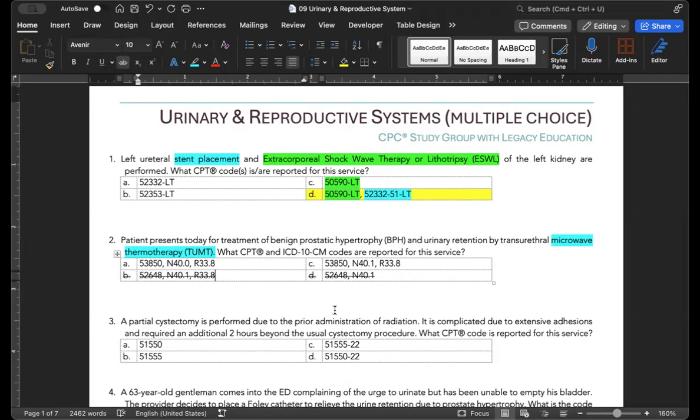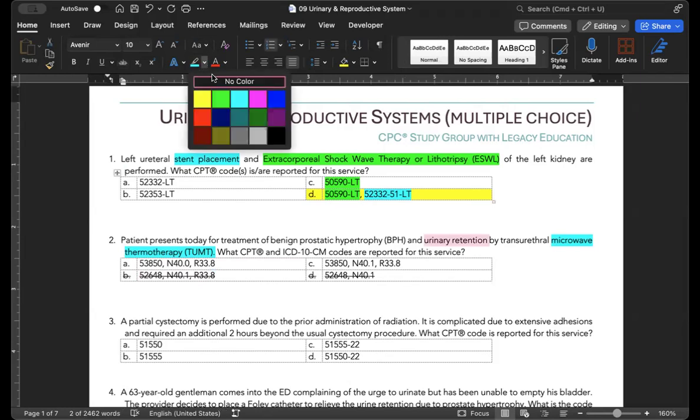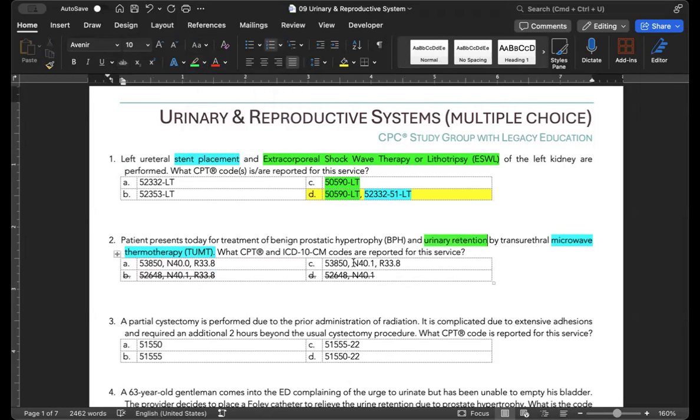Okay. What's making you think .1 with our lower urinary tract symptoms? Well, the benign prostatic hyperplasia with lower urinary tract symptoms is urinary retention. Yep. Perfect. So our urinary retention is going to be our lower urinary tract symptom. Okay. Make sense? Any questions? Okay.